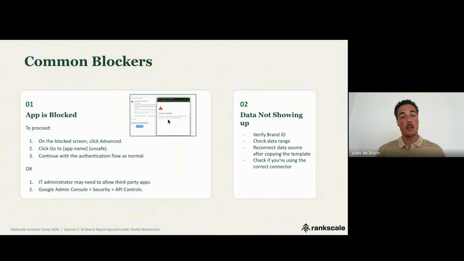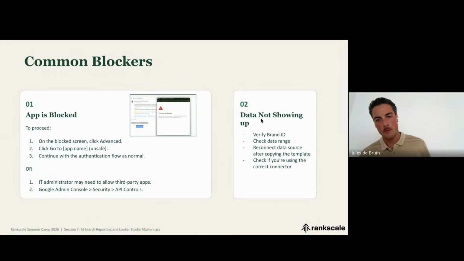But what can happen is that you get this one, and I actually expect that you will get this one. Then just click on Advanced, then go to the app name that is unsafe, and then just continue. Or what sometimes also happens, and that is the case here, there is no advanced option. Then your IT administrator may need to allow Rankscale as a third-party app, and this person can do that via the Google Admin Console, security, and the API controls, and then validates Rankscale, and then you can connect with our Data Studio connector.